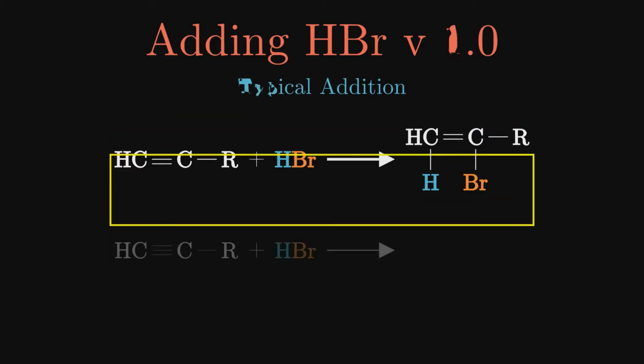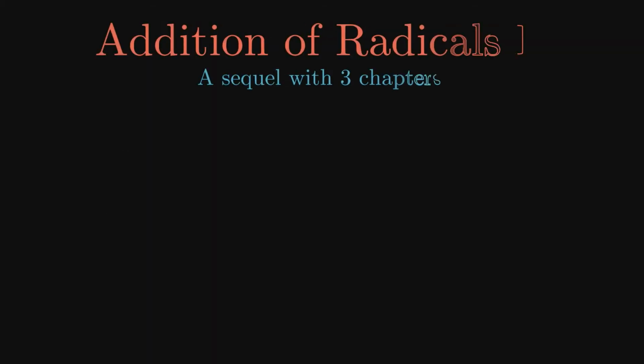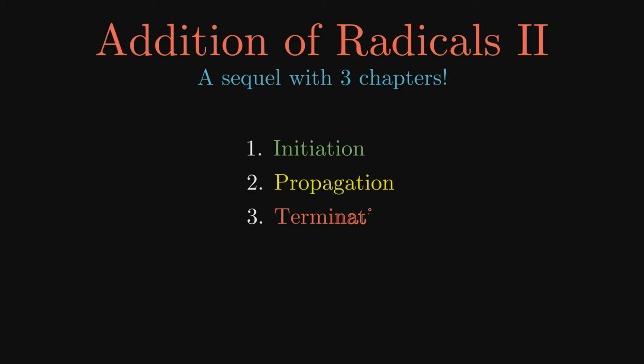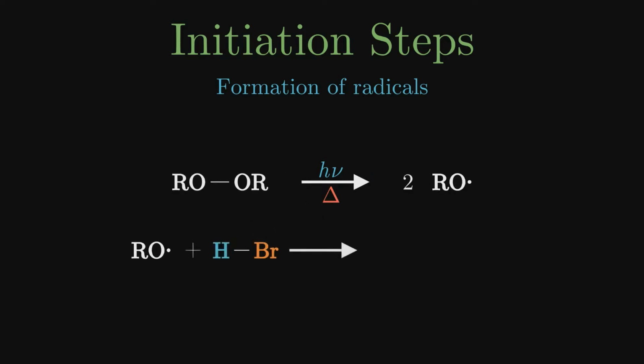The big takeaway with radical reactions is that, compared to typical addition, the regioselectivity is now completely reversed. By now you should feel real familiar with the 3 acts of radical reactions: initiation, propagation, and termination. The initiation steps begin when the peroxide is split into alkoxyl radicals by light or heat. It continues when the alkoxyl radicals then split the hydrogen bromide and form a bromine radical.